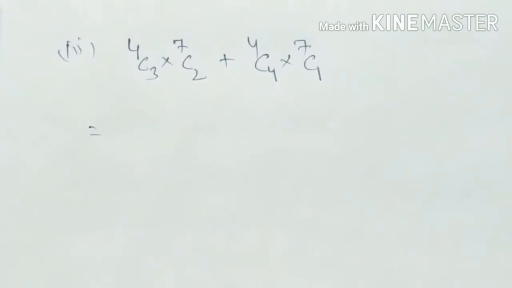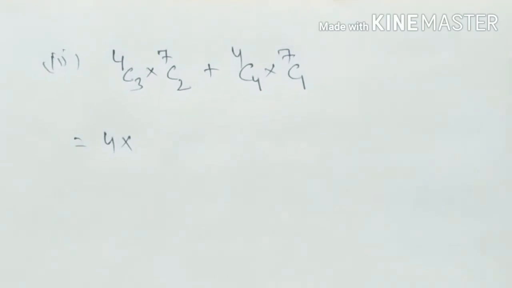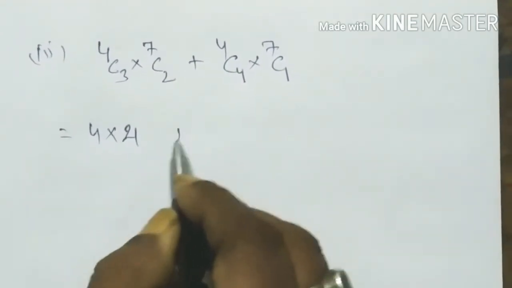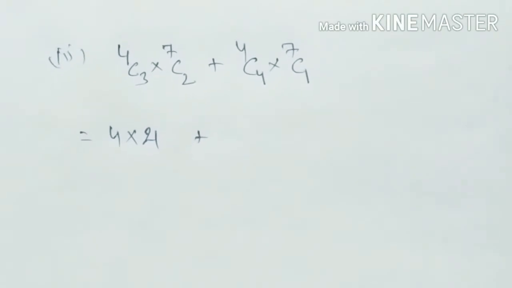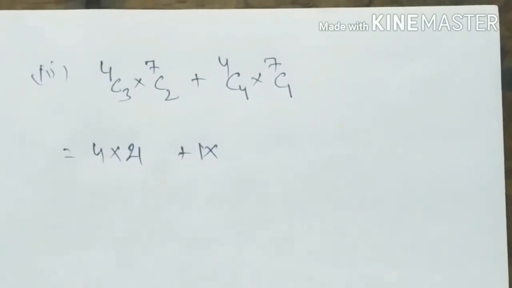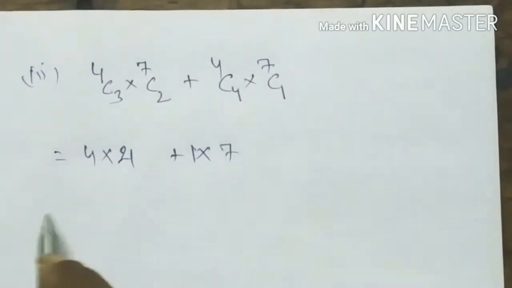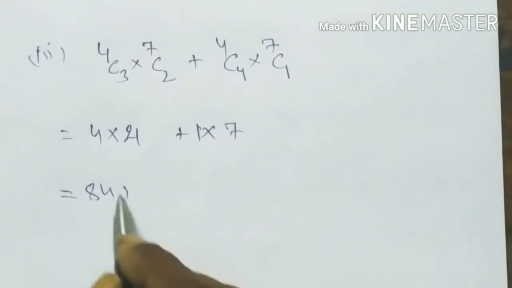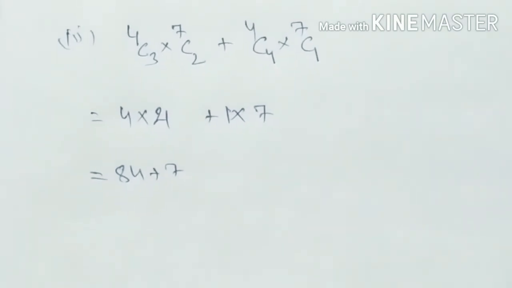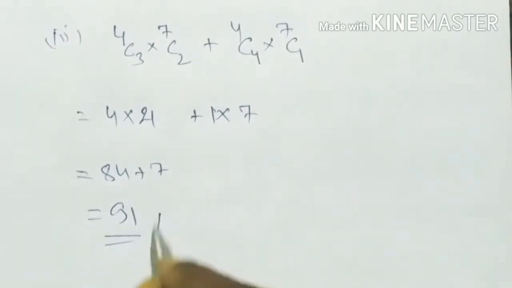So by the help of calculator, 4C3, this comes out to be 4, into 7C2, which comes out to be 21, and 4C4, it comes to be 1, and your 7C1, it comes to be 7. So 84 plus 7, it comes out to be 91. 91, this is your answer. Let me check my answer. This is 91. It's correct.